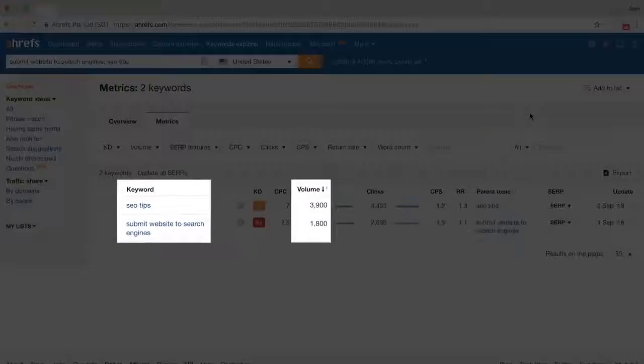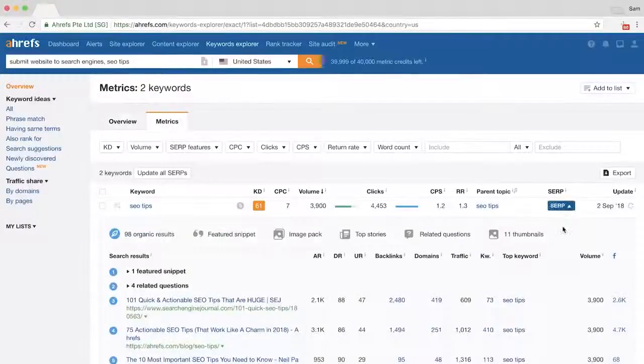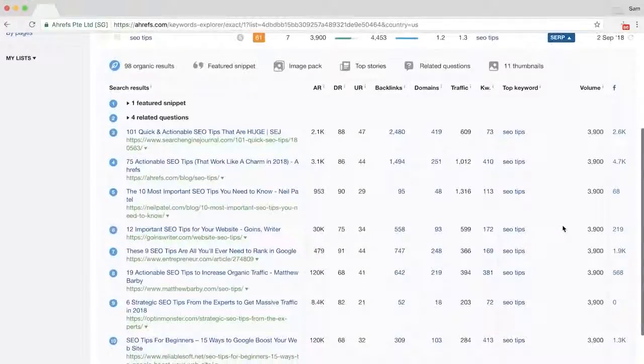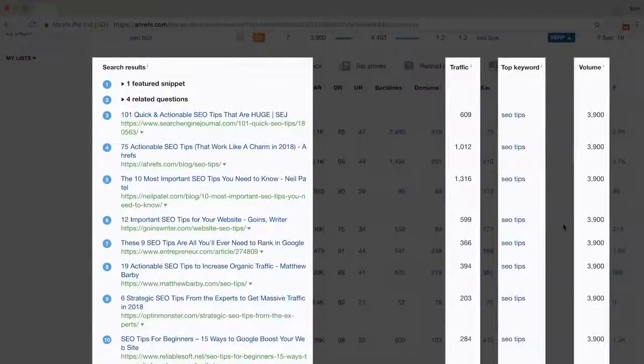But here's the thing, not all topics with a ton of long tail keywords have super high search volumes. For example, if you look at these search volume metrics, then you'll see that "SEO tips" has more than double the search volume of "submit your website to search engines." So at first glance, it seems like a better topic to target, right? Well, not necessarily. If we look at the SERP for "SEO tips," then you'll see that the top ranking pages get significantly less traffic than the search volume for the main keyword, and they don't rank for that many different keywords either.